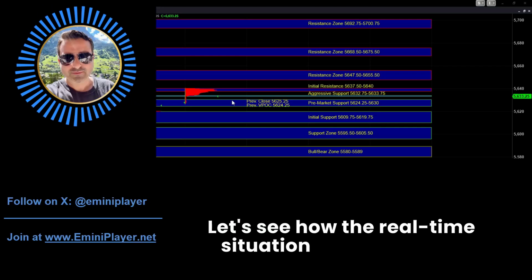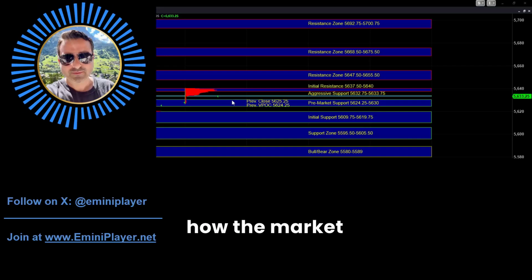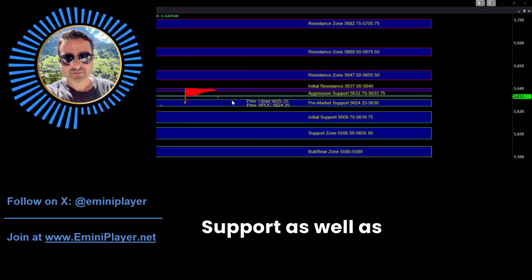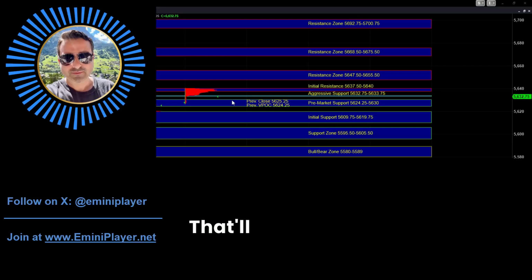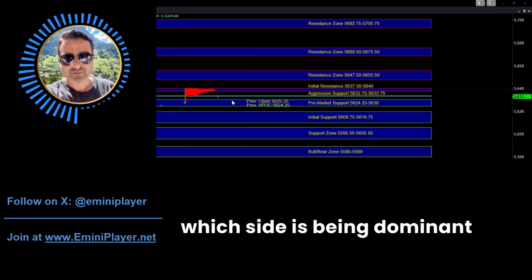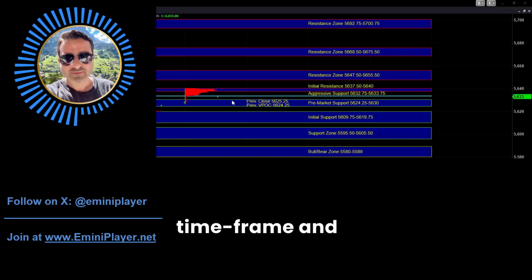Let's see how the real-time situation shapes up and how the market behaves at the pre-market and aggressive support, as well as the initial resistance zone. That'll provide us with an early indication as to which side is being dominant on the smaller time frame, and we'll take it from there.